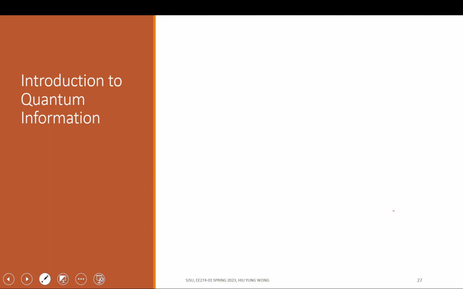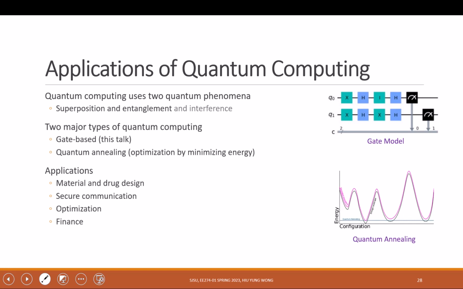Introduction, a review of quantum computing. Some of you saw that before, but it's a good time to review, right? So what is quantum computing? I would say quantum computing uses two very important phenomena, superposition and entanglement, right? You probably don't know what it is. We will review again later, superposition, entanglement.